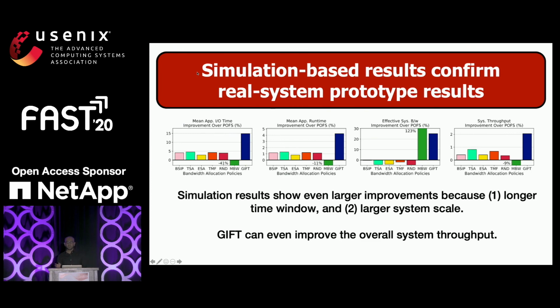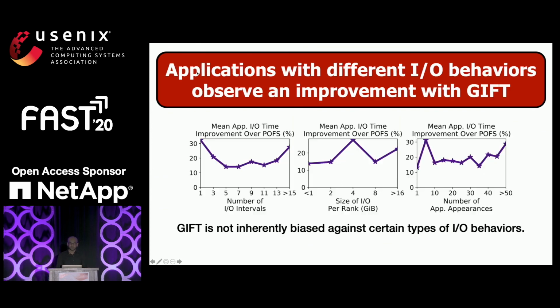And next, we look at the simulation-based results. With simulation, we see similar results as the prototype, but just better, because we have a longer time window and a larger system scale. We also see I/O time improvement, runtime improvement, effective system bandwidth improvement, and most importantly, system throughput improvement. While Gift was not focused on system throughput, it is able to improve it because it reduces the application I/O times and uses the bandwidth more effectively. The system throughput improvement is 2%, which translates into considerable node hours.